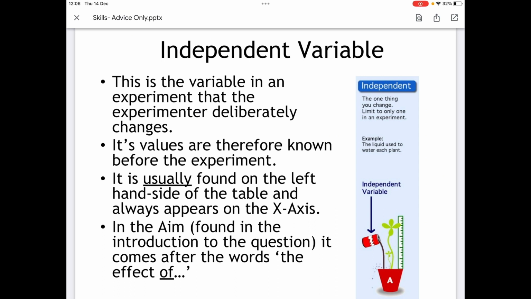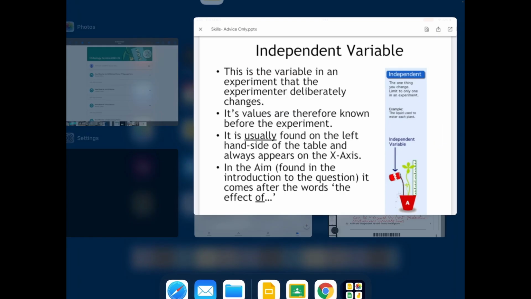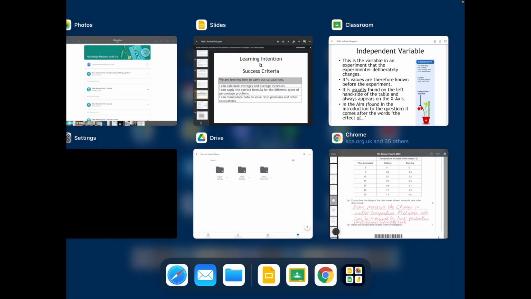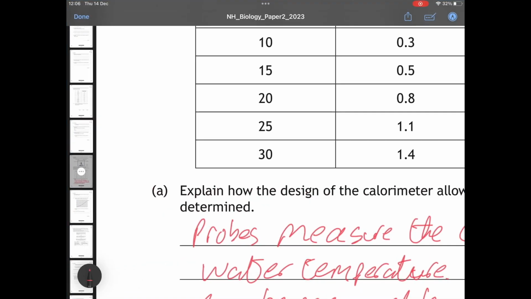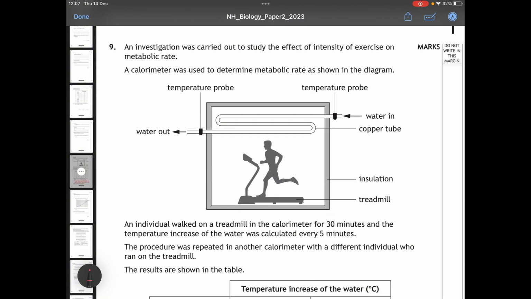And in the aim, and really at a higher level, quite often it's the aim we need to look to get the answer to this. Usually the table doesn't help us, and I'll explain why a bit later on, but the aim is the one to look at for this one. So if I go back to our question and I look at the aim, it's the part that comes after the words the effect of. You can see sometimes you're lucky and they've actually got that exact phrase there. So this investigation measures the effect of blah on blah.